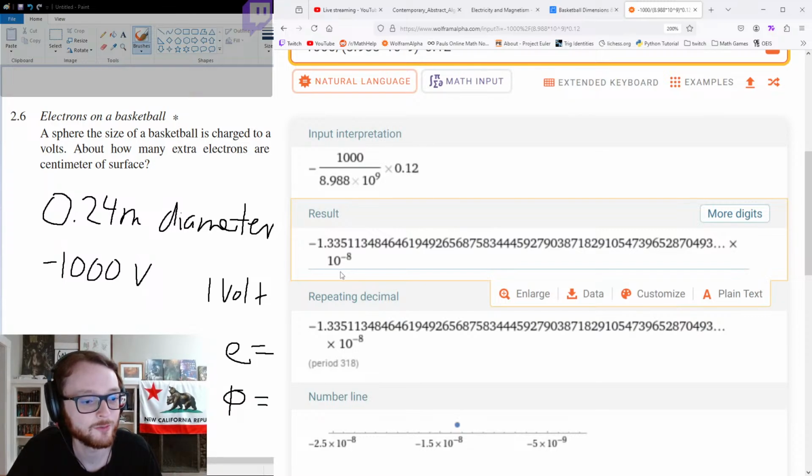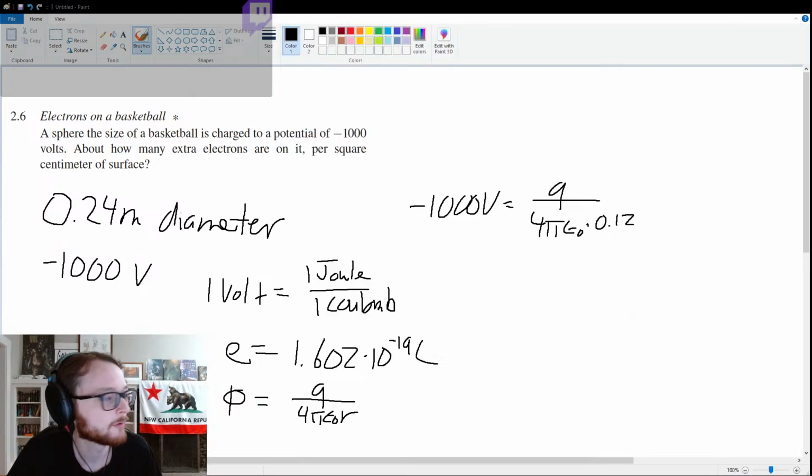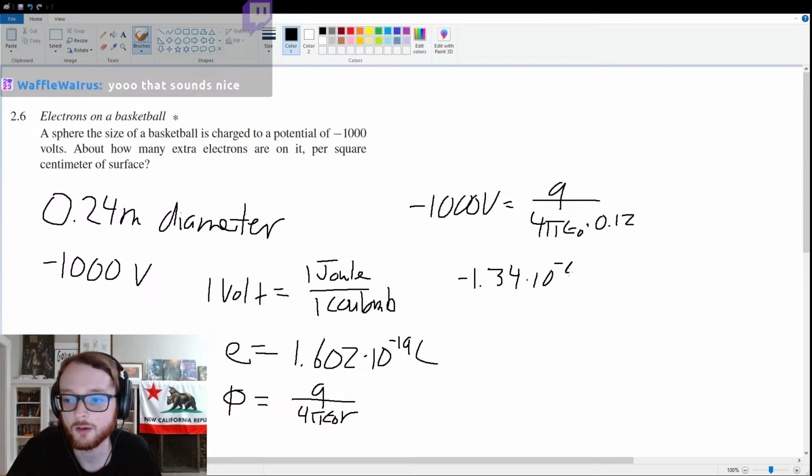To charge at Q to get a number, maybe. Let's call that 1.34 times 10 to the negative 8. Negative, right? Yeah. Minus 1.34 times 10 to the minus 8 coulombs equals Q. That's total charge, and they are asking for per square centimeter.